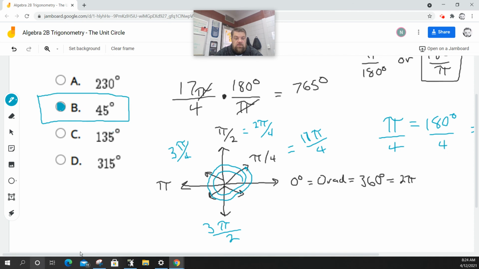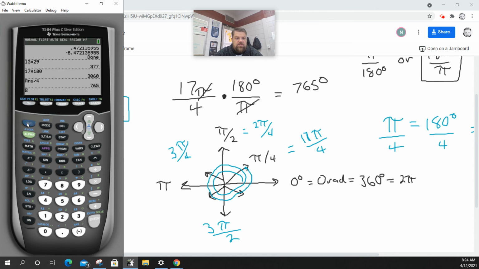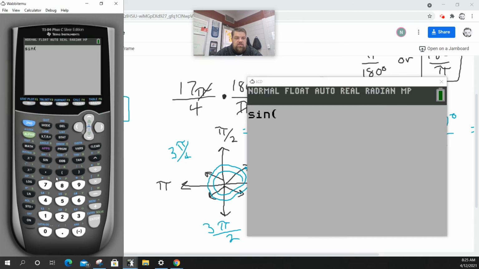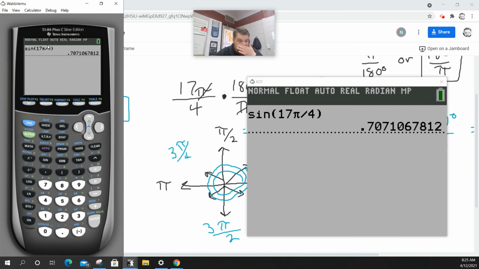Now, how do I know that? Well, I could just plug it into my calculator. So first thing I want to do is go to radian mode. So I'm going to turn on my calculator, go to mode. I'm in radian mode. So now I'm going to go back, and I'm just going to say sine of, let me make this a little bigger so you can see it. I'm just going to say sine of 17 pi, wrong one, 17 pi divided by 4. So that's the number I get.